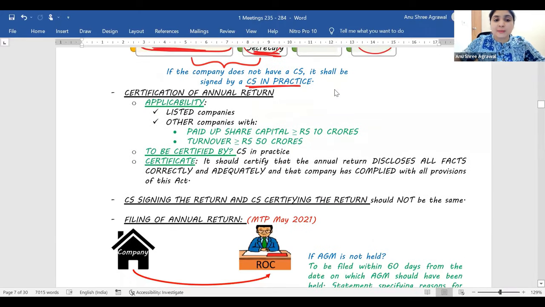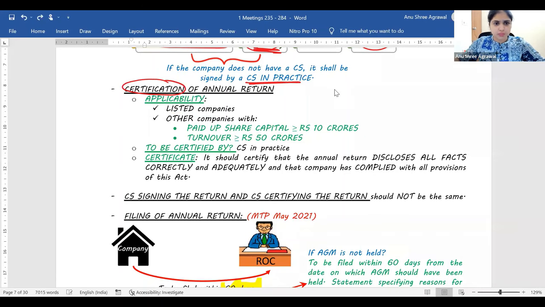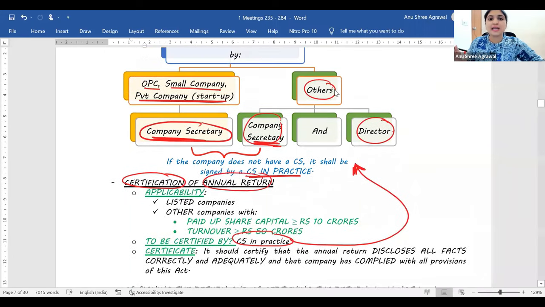Then there's one more concept of certification of annual return, which is applicable only to some listed companies and other companies with paid up share capital of at least 10 crores or turnover of at least 50 crores. Then my annual return has to be certified by a CS in practice. Can I go to the same CS in practice who signed my annual return? No, the CS who's signing my annual return and the CS who's certifying it have to be two different people.